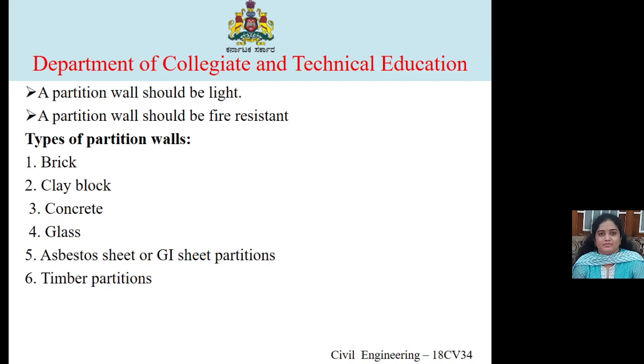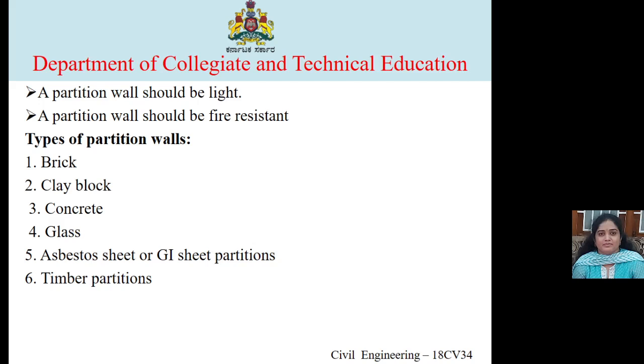So either you can use GI or asbestos sheet in a similar manner. You may get the patented one, that is their own manufactured styles or ready-made materials available, and you come and fix it. The other option is you bring plain sheets and make the partition according to your requirement.